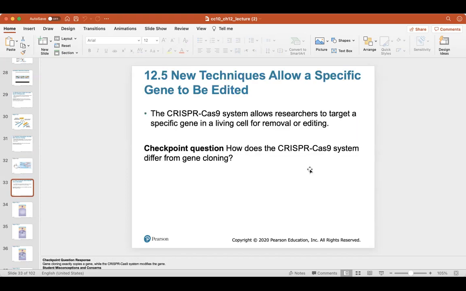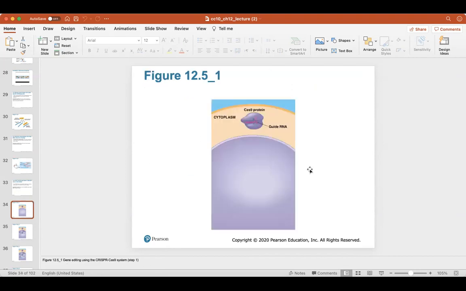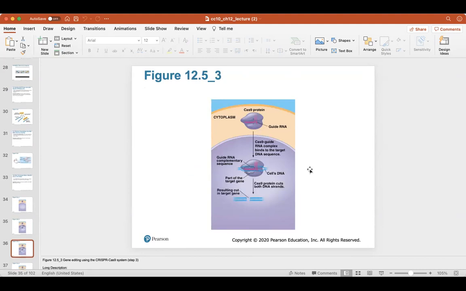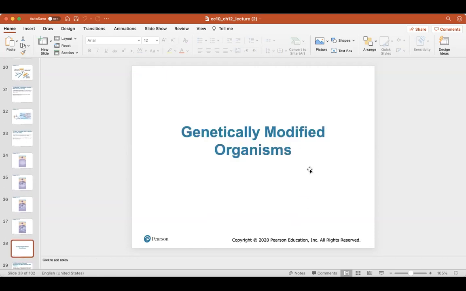The CRISPR-Cas9 system allows researchers to target a specific gene in a living cell for removal or editing. And that is shown here, how the Cas9 guide can pick out a specific gene that they want to clone, find the target gene, break it apart, and then add it to the final nucleotide sequence to be cloned.